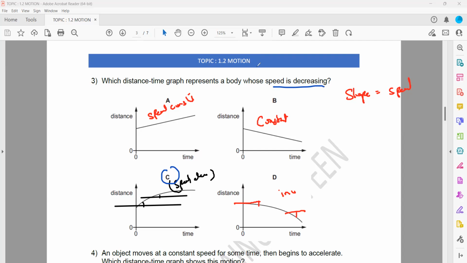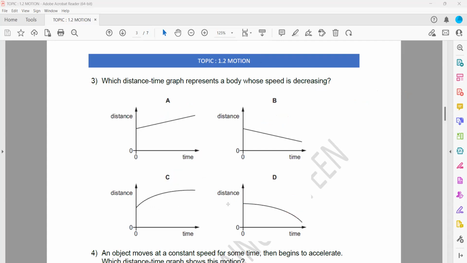Why isn't D the right answer? Because D is showing the angle with the x-axis is increasing, which means the speed is increasing. When you check the angle with the x-axis, this is the initial angle. When you draw another horizontal line, the x-axis, you can see the angle is increasing. If the angle is increasing, it shows that the speed is increasing, because for a distance-time graph the slope or the angle represents the speed of an object.